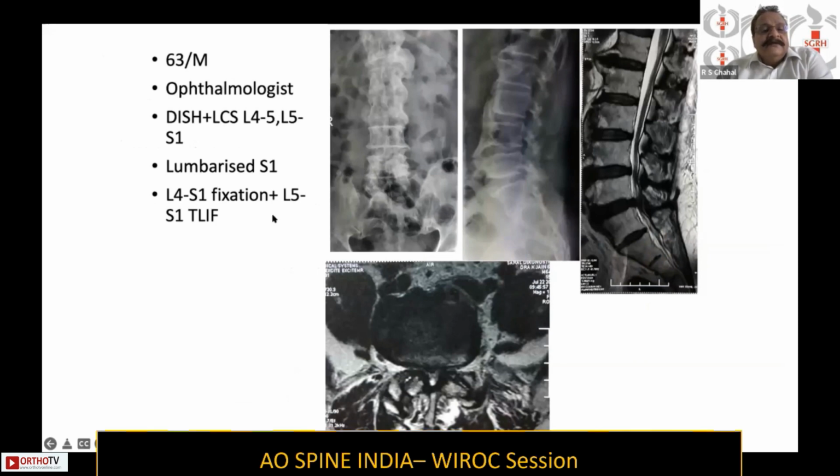Just to save time, I'm coming to the last example. This is an ophthalmologist we had operated. He has a dish. These are bad bones. It's very difficult to put a screw, and once placed, they tend to become very, very loose. This quality of bone has no elasticity. It's a lumbarized S1, so we did an L4 to S1 stabilization with a TLIF.